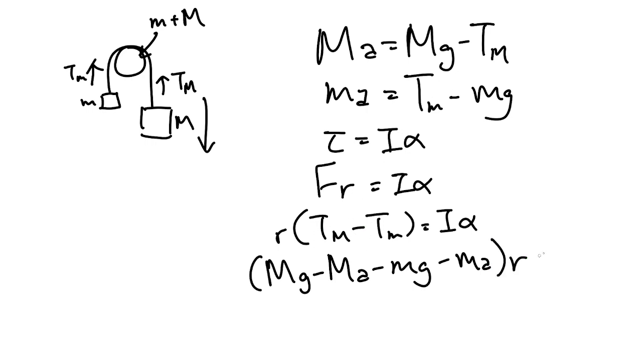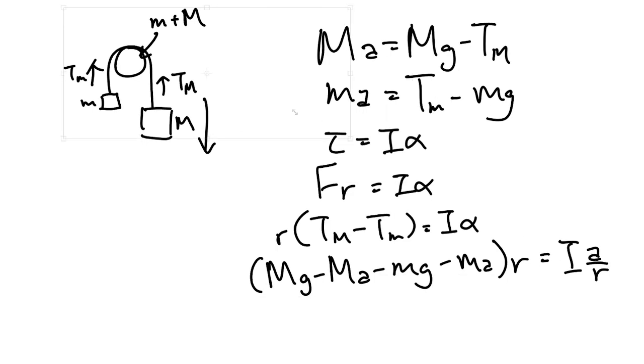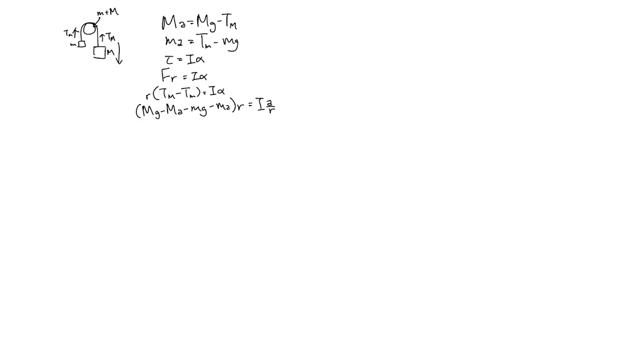Times r is equal to our moment of inertia times our acceleration divided by r, right? What we're doing here is finding a general expression for our acceleration for later. So let's make this slightly smaller, around that size, and now we can start simplifying this. Let's first move our r to the other side, so I times our acceleration divided by r squared.